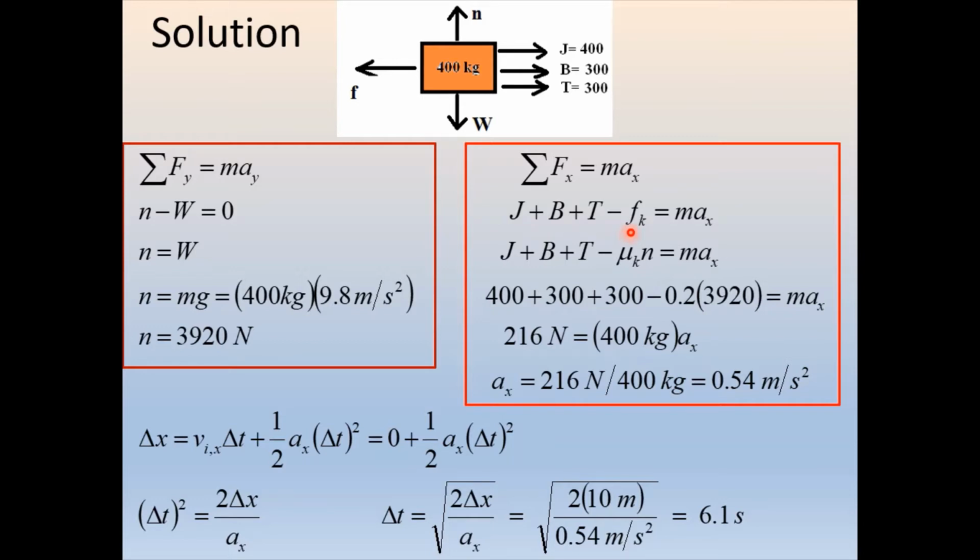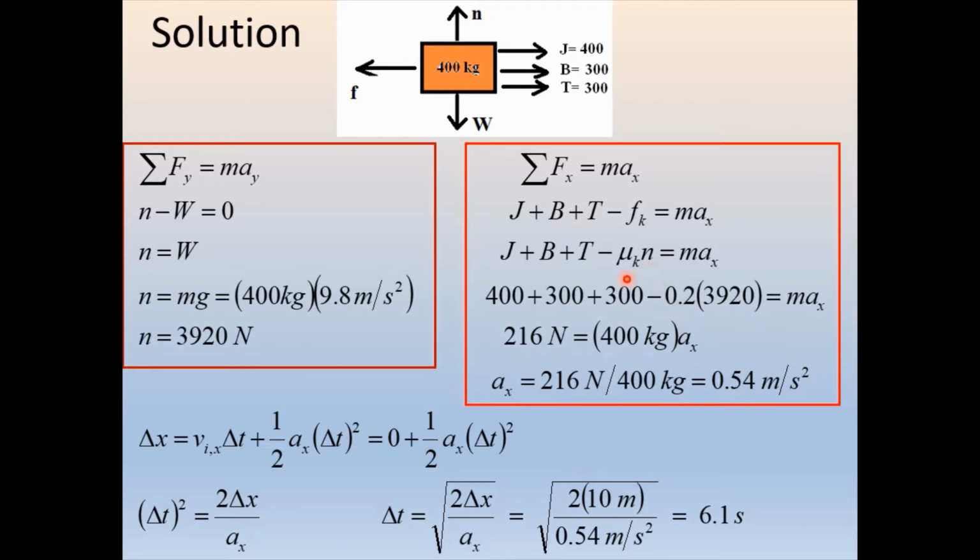We know that the kinetic friction from the last part of this chapter is equal to mu sub k, the coefficient of friction, times the normal force. So we can make that change here. And now we can throw in some numbers. Joe is 400 newtons, Bob's pull is 300 newtons, Tim, 300 newtons. I looked up the coefficient of friction for a wood crate on a wood floor for kinetic friction from the table that we learned about in the last part of this video. And the coefficient is 0.2.